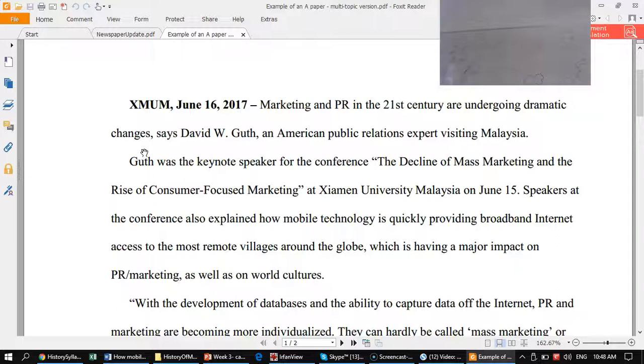You notice here in the second paragraph, I talked about some other things. So the lead was about marketing and PR in the 21st century. But then in the second paragraph, I started kind of telling the reader, but there's some other things they talked about also. So speakers at the conference also explained how mobile technology is quickly providing broadband internet access to remote villages around the globe, which is having a major impact on PR marketing as well as world cultures. So I introduced some other ideas that were talked about.